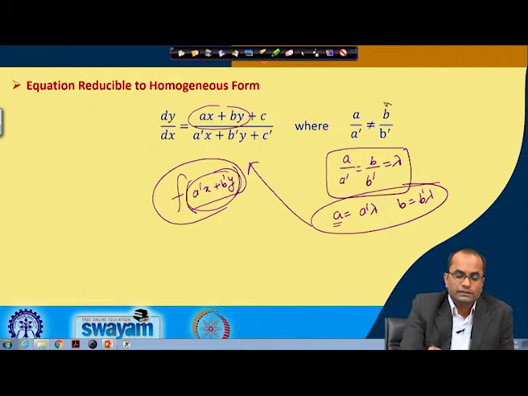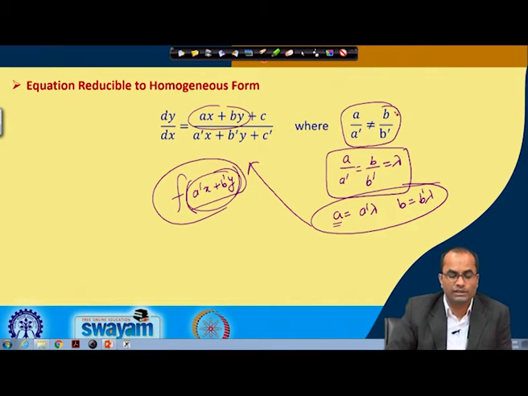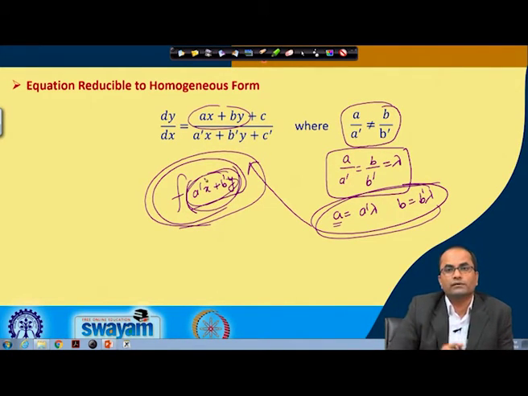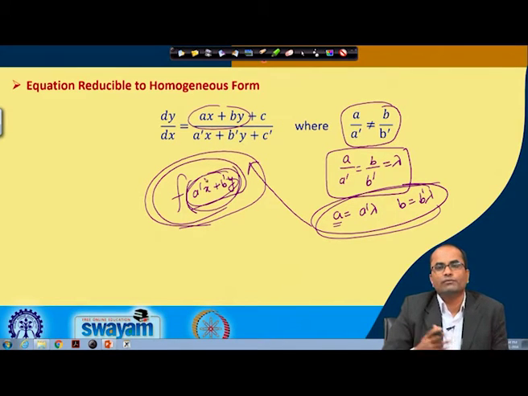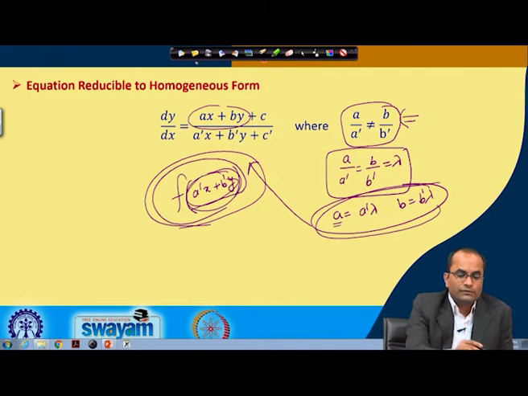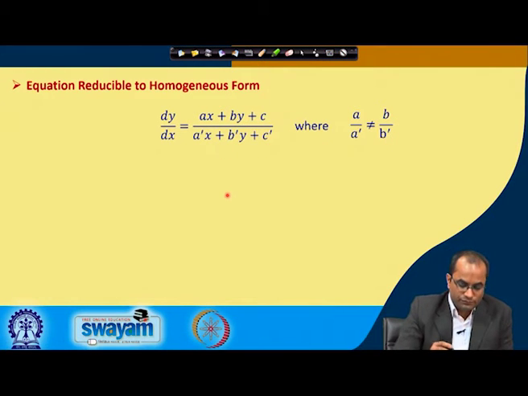But here the condition is given that a over a prime is not equal to b over b prime. Otherwise, by substituting, we can reduce to the separable form, and then we can solve as we have done before for the equations reducible to the separable form. But here this condition is given, that means we have to do a little more here.